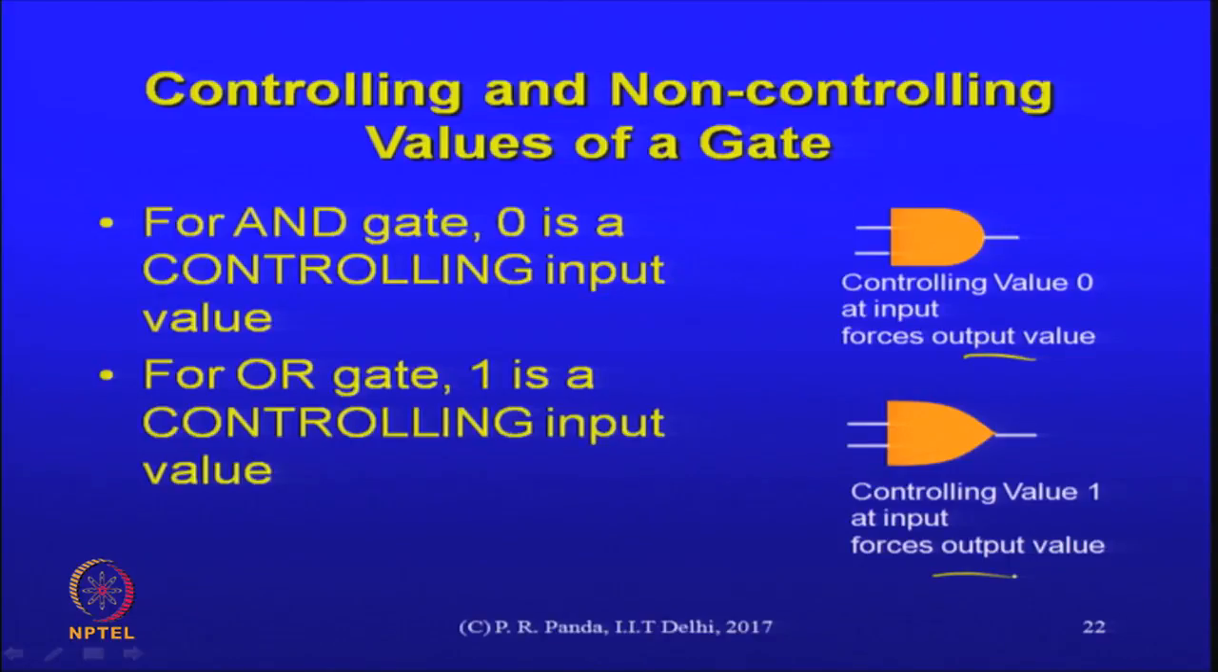So, there is this idea of a controlling input, and correspondingly there is a controlled value at the output, whatever that corresponding value is. When you have the controlling input, then the controlled value on the AND gate is 0, and the controlled value on the output of the OR gate would be 1.